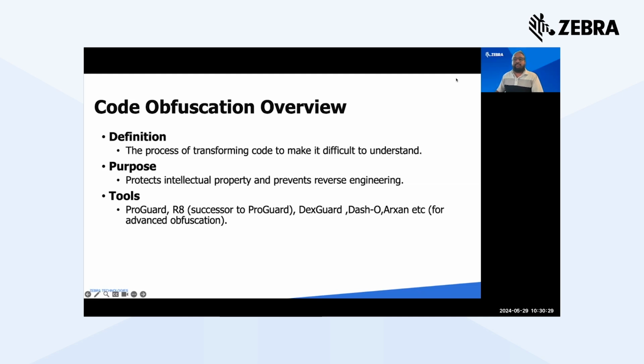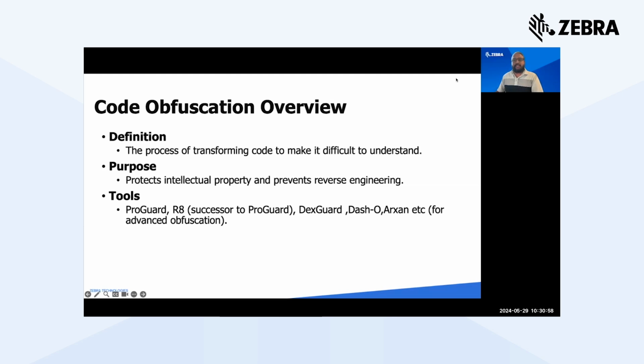There are a number of tools available that can be used to obfuscate the code. Some of the most popular tools are ProGuard, which is a free open source tool coming from Android Studio. There's a latest tool called R8, which is the successor to ProGuard, again from Google. ProGuard and R8 are open source tools.